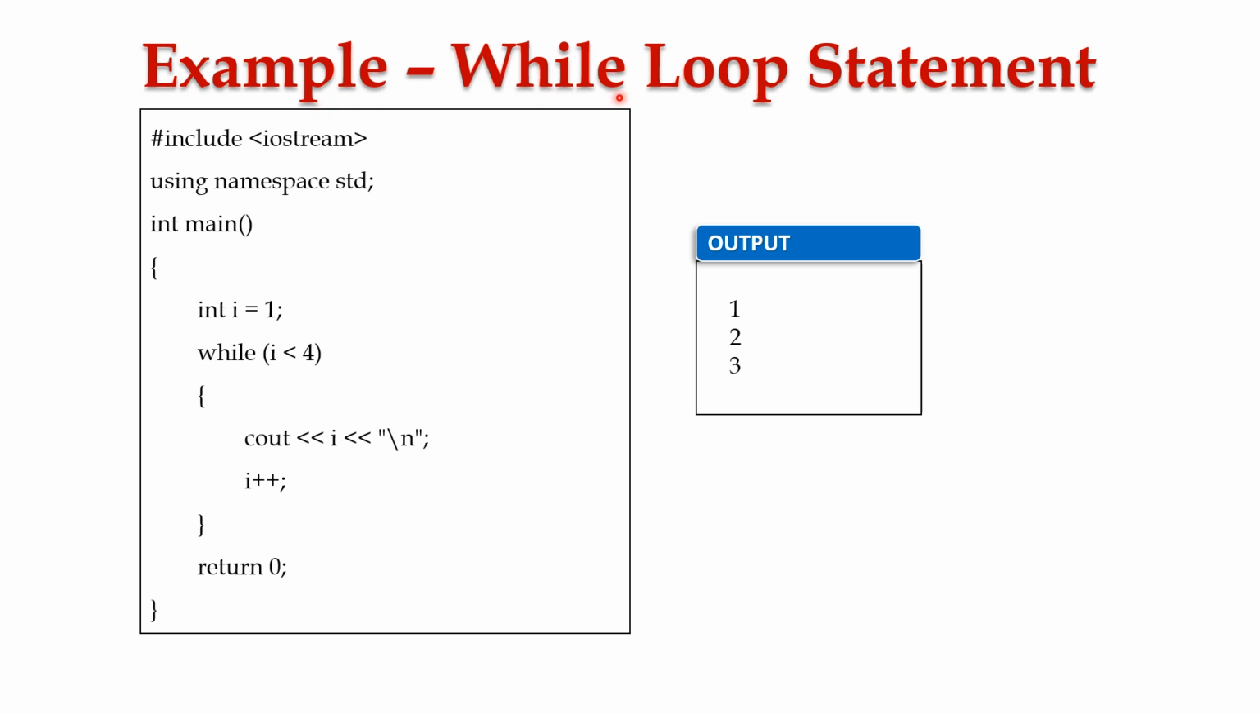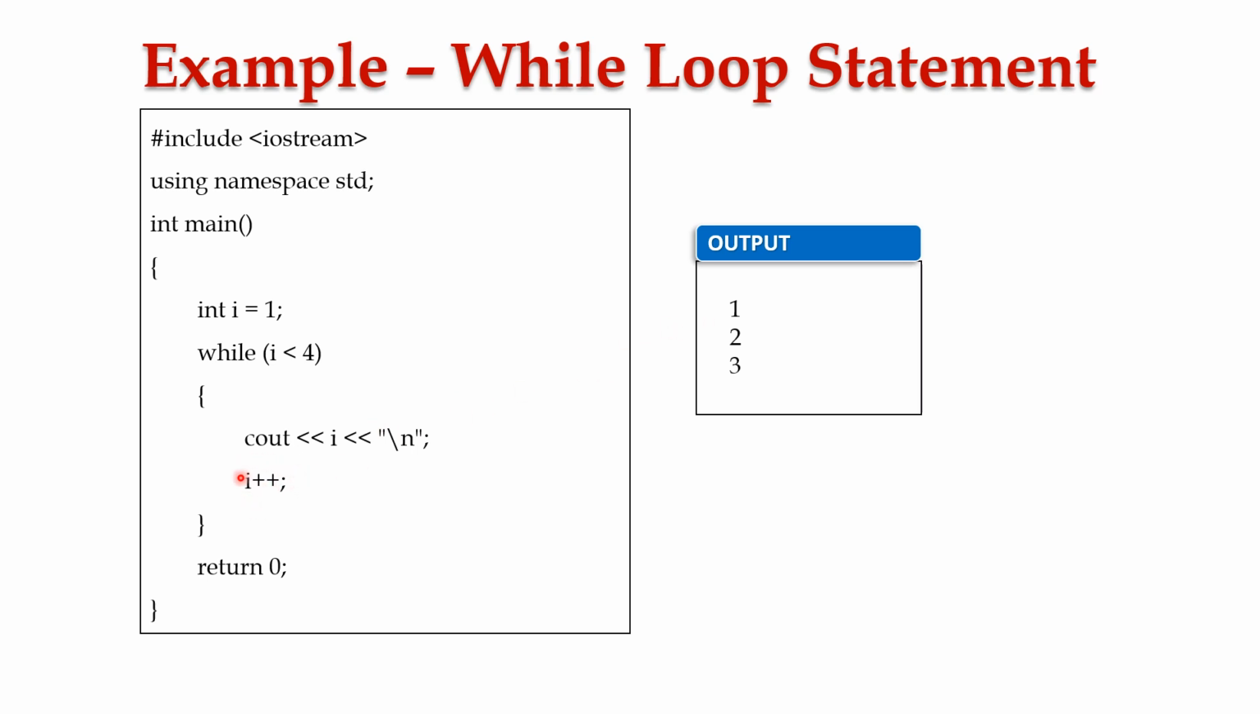Now let's have an example program for while loop statement. So in this main function, we can see that variable I is declared as integer data type and assigned with value 1. So next we have while loop statement. So in while we have the condition I should be less than 4. The value of the variable I is 1 and it is less than 4. So using cout statement, we have displayed the value of the variable I to the user. The value of I is 1, which is displayed to the user as shown in the output.